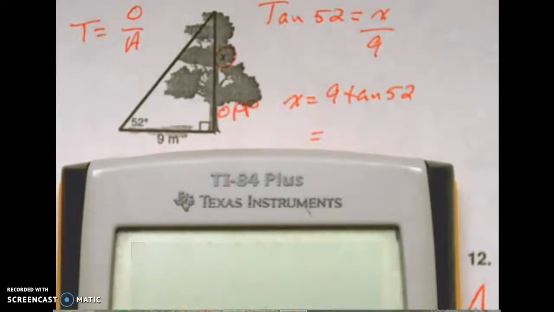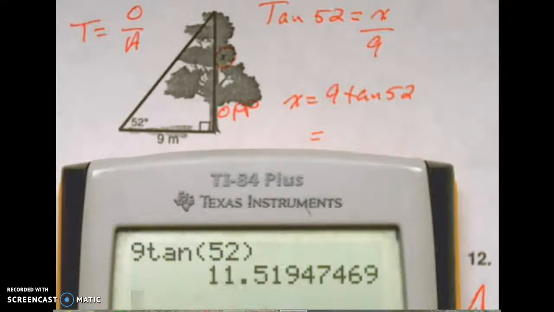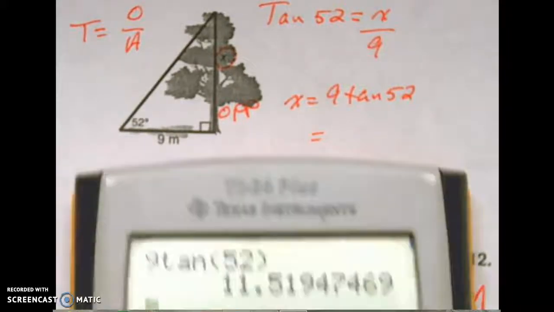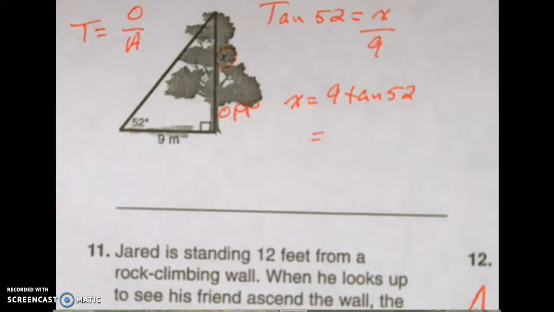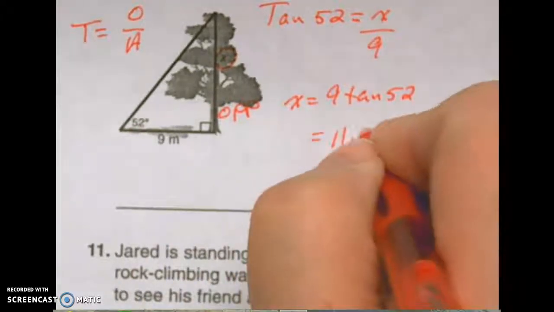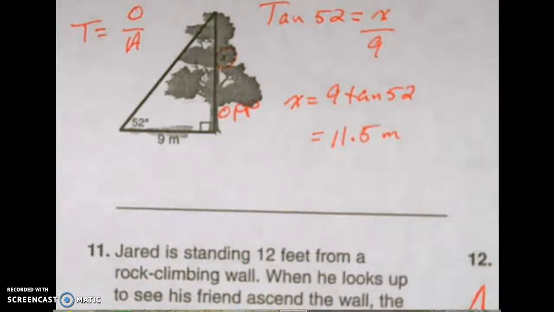And then I simply put 9 tangent 52 to the nearest tenth of a meter. That will be 11.5 meters. And you're done.